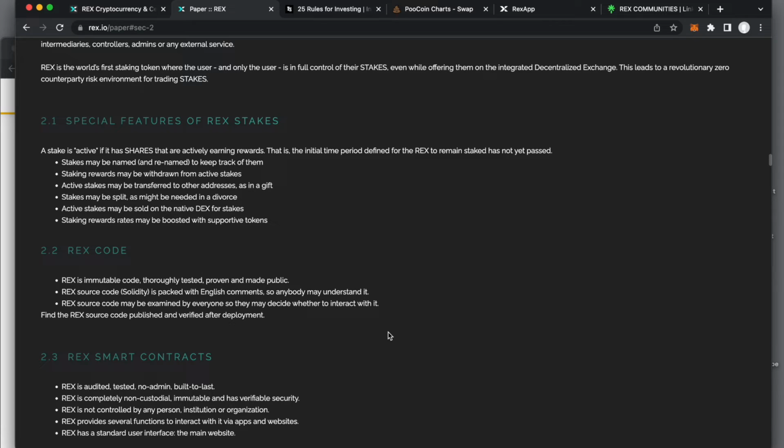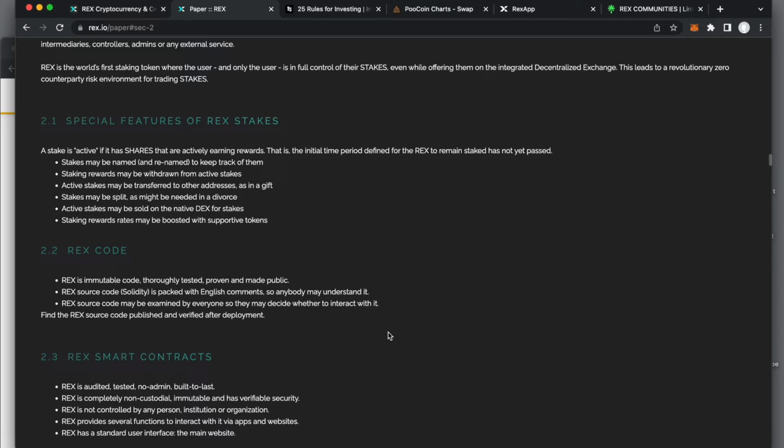You can withdraw your staking rewards from an active stake. So let's say you stake something for 100 days, but on day 10 you need money for something, and that stake has earned some rewards. You can withdraw those rewards and sell that Rex. When you withdraw the rewards, the shares will be converted back into Rex, and that Rex is available to you to do whatever you want with it.